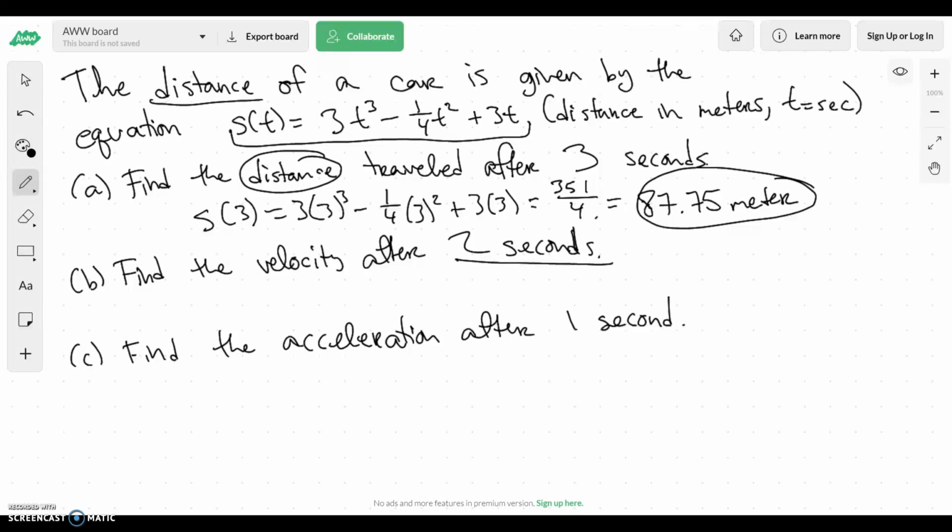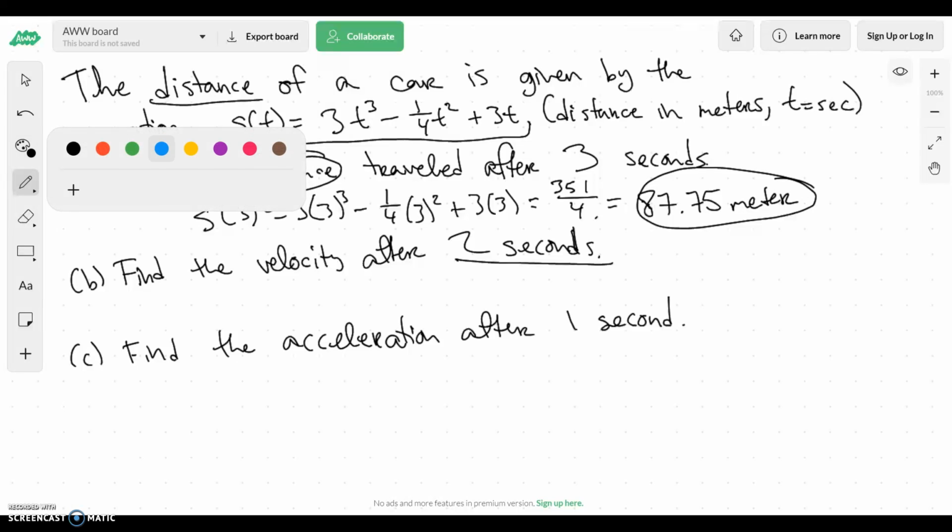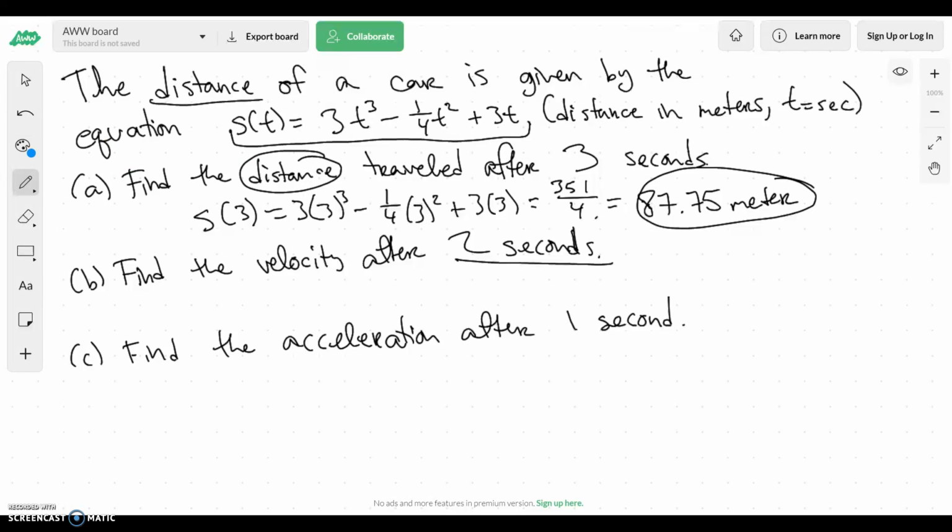Okay, so now what we want to do is find the velocity after 2 seconds. We no longer want the distance, we now want the velocity. We know that the velocity, v of t, is just going to be the first derivative of the position. So we're going to take the derivative of our position function. I'm going to use the power rule. This is going to be 9t to the power of 2 minus, the 2 is going to go forward, so I'm going to have 2/4 t, and then the other one's going to be plus 3.